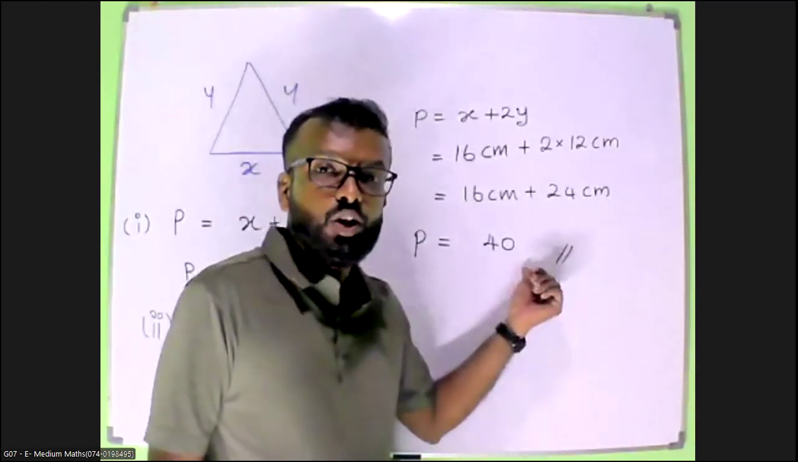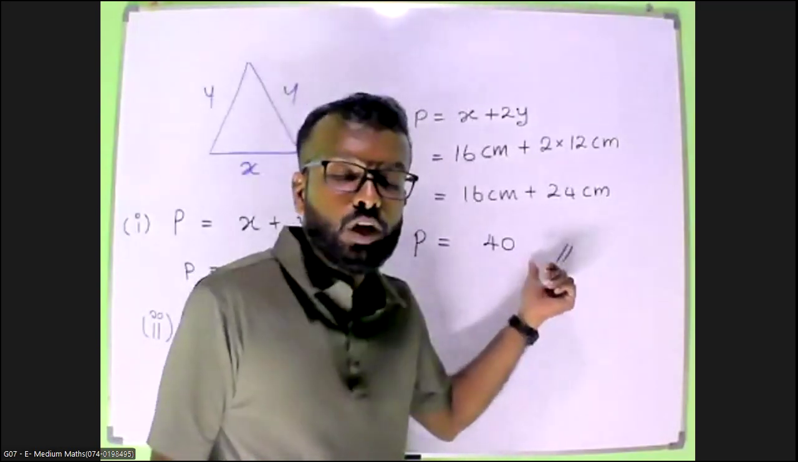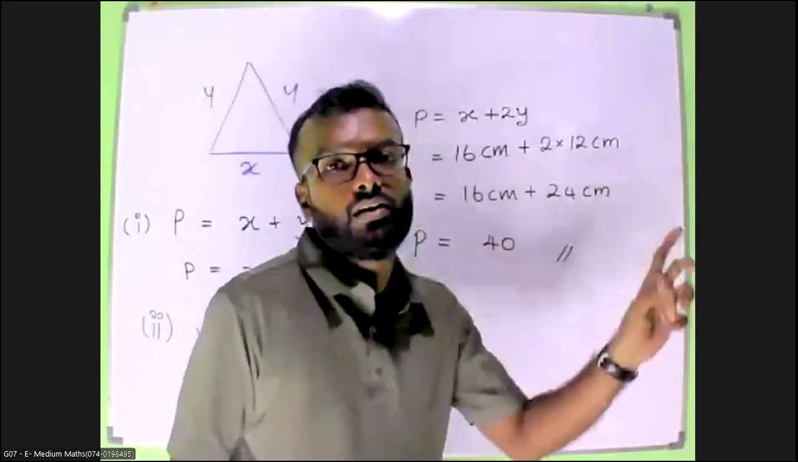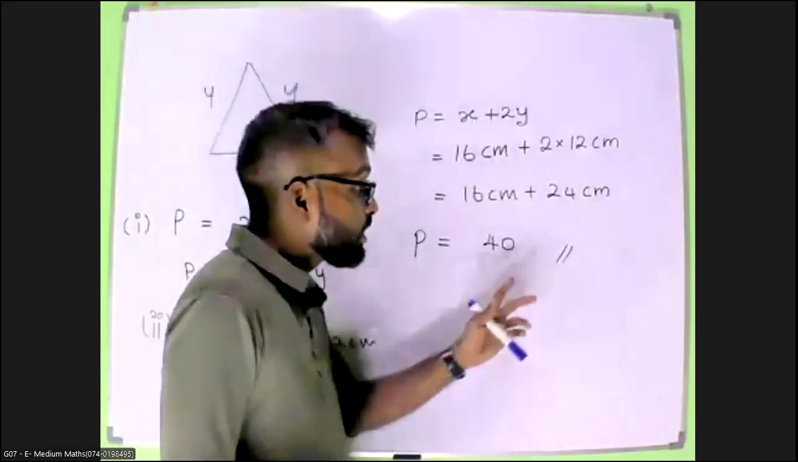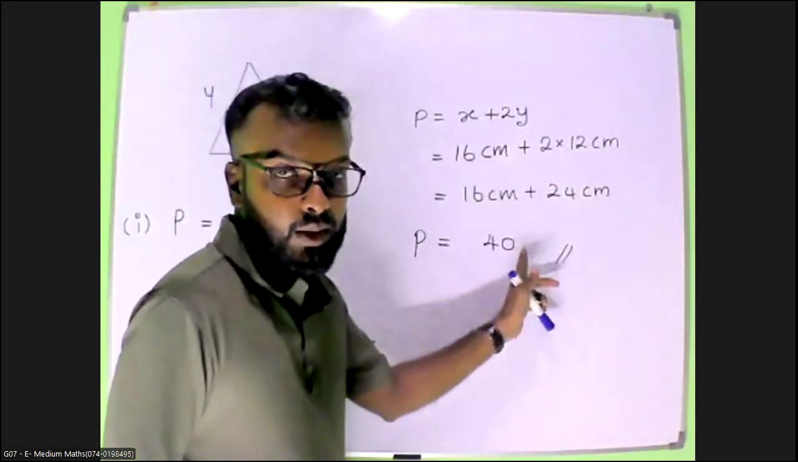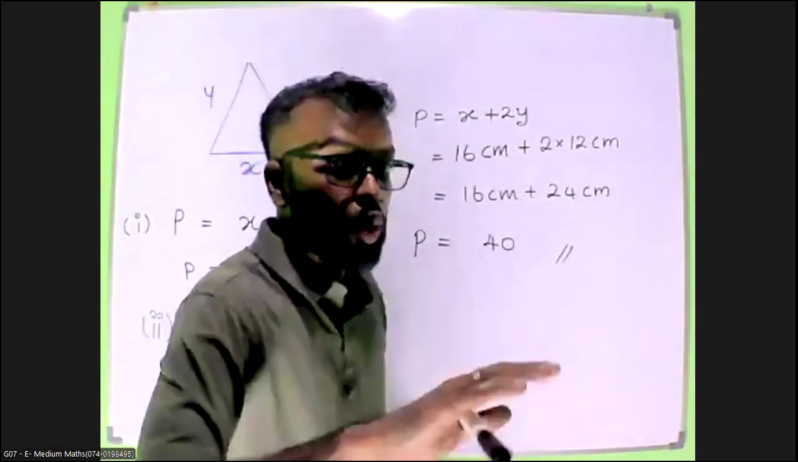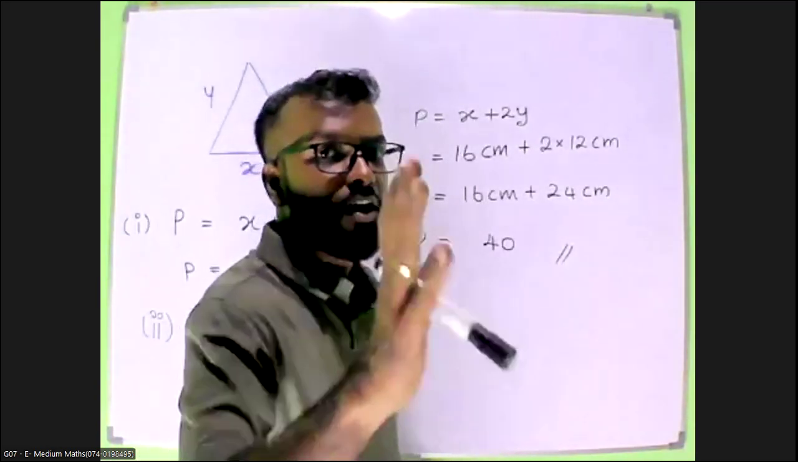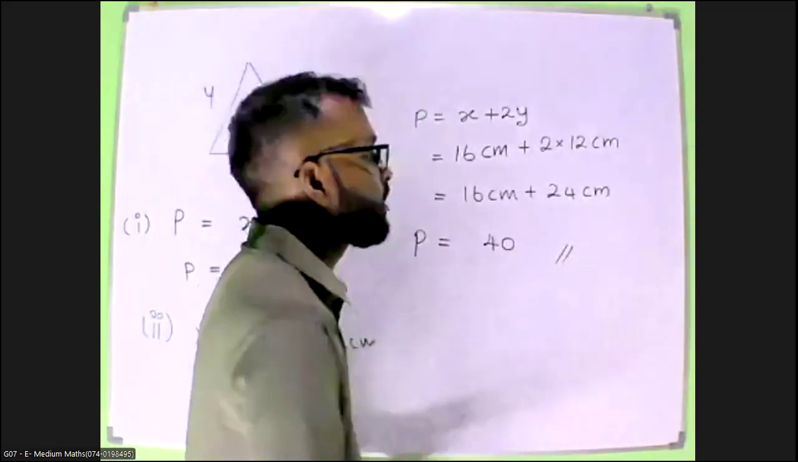Right. So this is not correct. You need to put centimeters at the end, because you need to put the unit, 40 centimeters. Otherwise, you get no mark or half a mark. You will get half marks or no mark. That's all. Right?